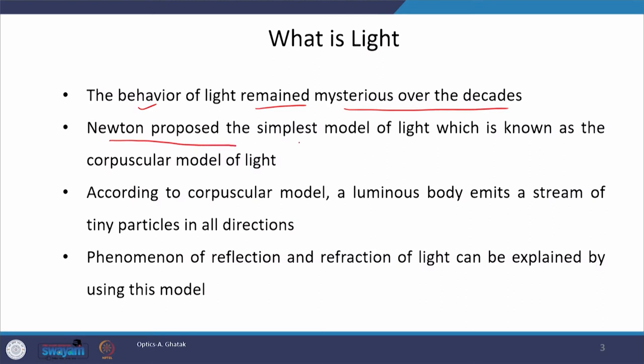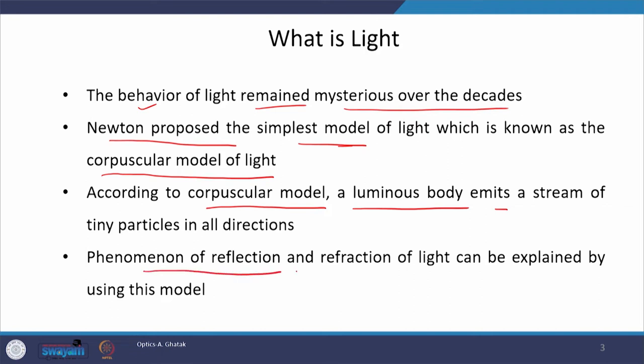Then Newton proposed the simplest model, and in this model, as I told, he proposed the corpuscular nature of light, and this model is called the corpuscular model of light. According to this corpuscular model, a luminous body emits a stream of tiny particles in all directions. The phenomena of reflection and refraction of light can be explained using this model. This model successfully explained refraction as well as reflection of light, but it could not explain several other phenomena. And what are those phenomena? These were diffraction. This corpuscular theory failed to explain these phenomena.